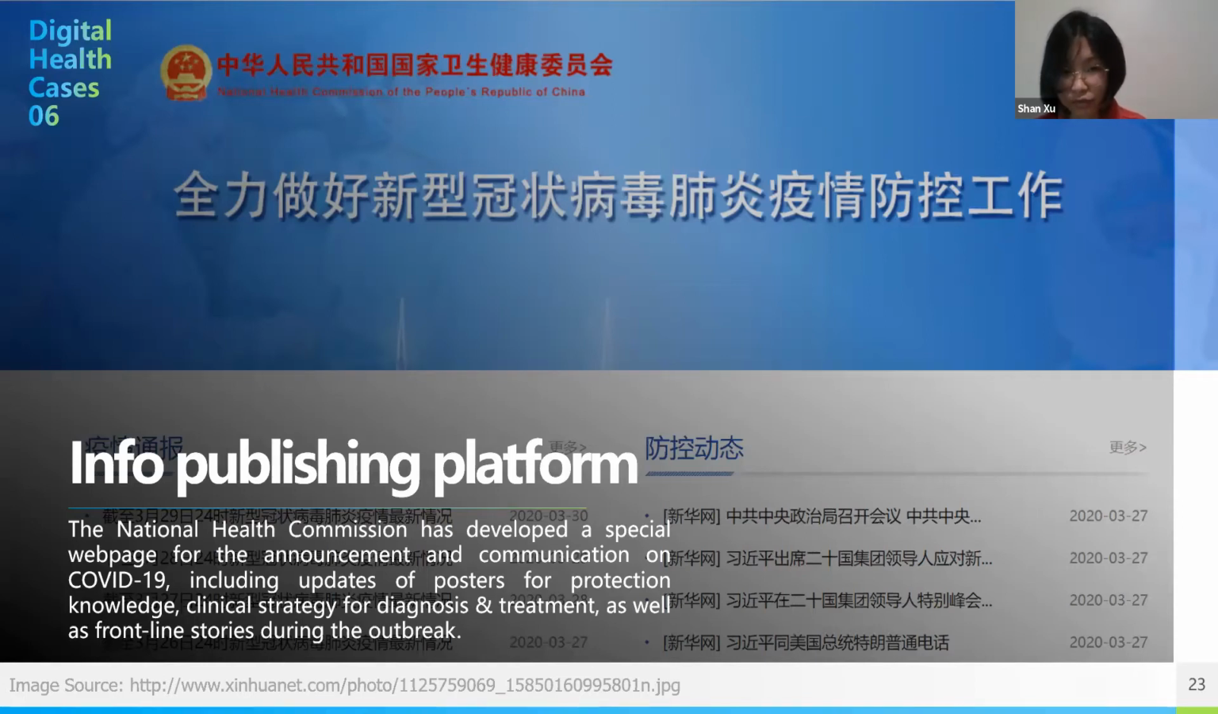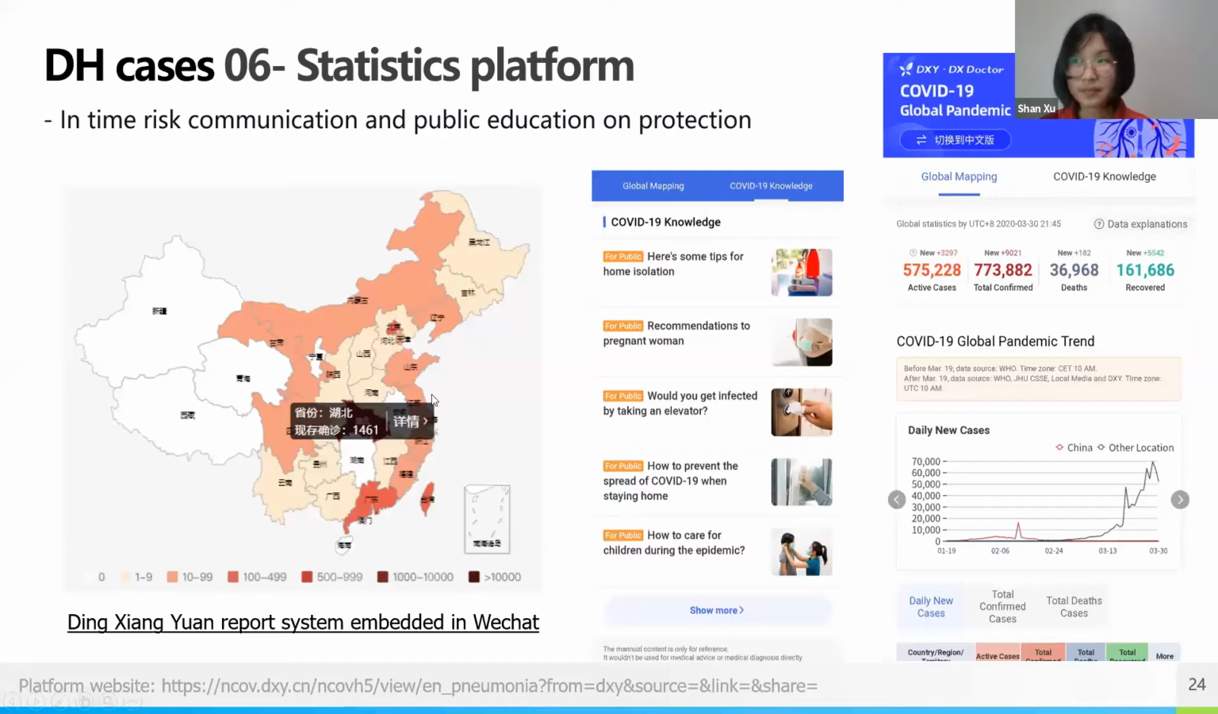So during this outbreak, it is very important to be transparent, timely, and accurate, to let everyone receive the right knowledge to protect themselves. Take the National Health Committee website, for example. It acts as the authority channel to update the statistic data daily and also promote the protection knowledge and clinical strategies.